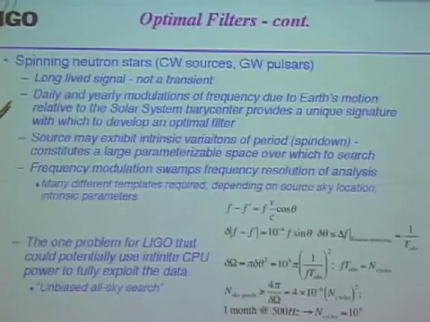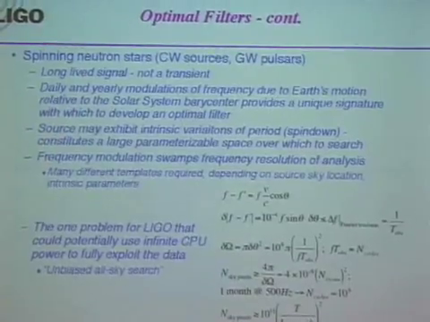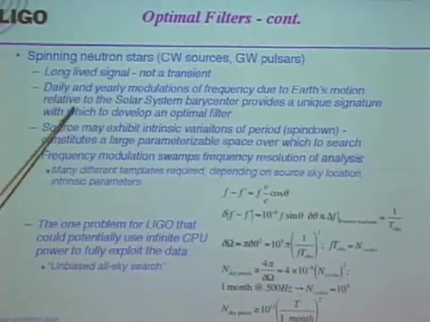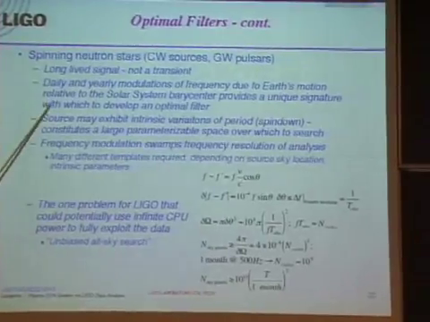And similarly, we would want to look at how a narrowband bar detector would correlate with an interferometer. For the spinning neutron stars, pulsars, these are very long-lived signals. They're not transients. And the daily and yearly modulations due to the Earth's motion can be used to exploit the signature.